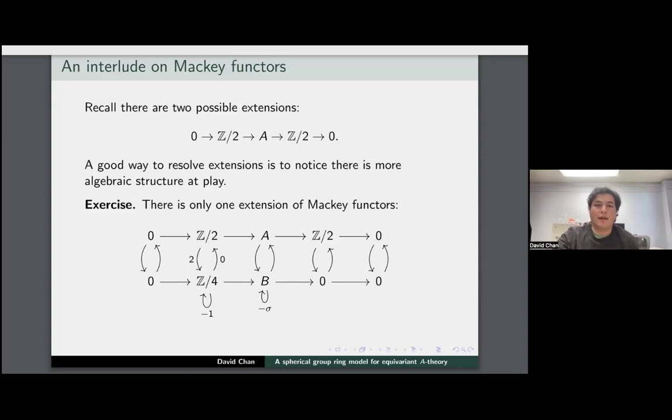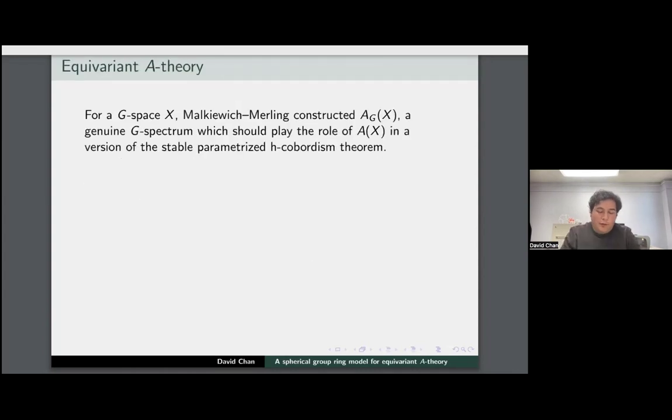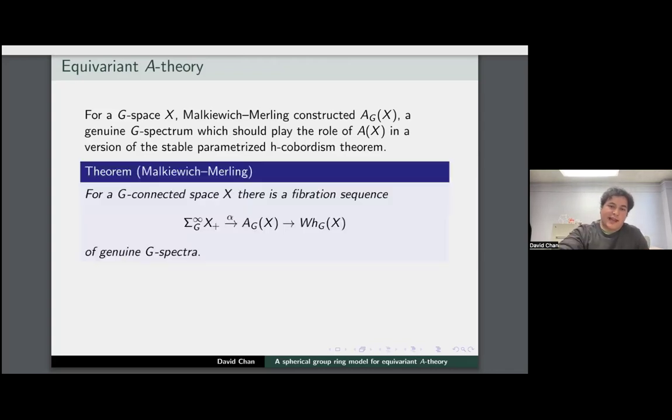All right. So the question that we ask then is, can you do equivariant homotopy theory, and can you run the story of A-theory, taking into account symmetries or G-actions on the space X? So the equivariant A-theory spectrum was constructed by Cary Malkiewich and Mona Merling, denote it A_G(X), and it's expected to play the role of A(X) in a version of the stable parameterized h-cobordism theorem. So what is the status, right? Of course, I say it's expected to play the role or should play the role. So where are we at with this?